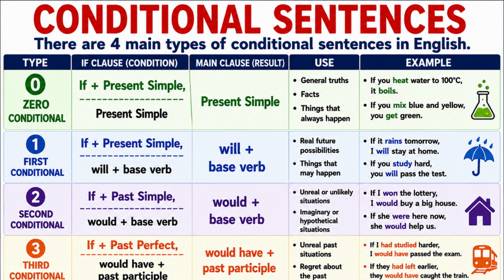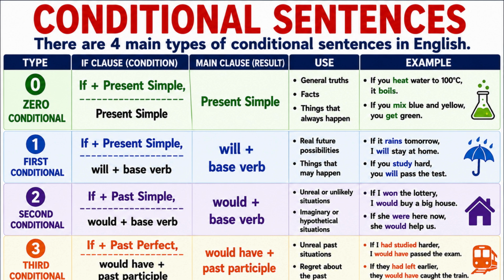Negative. If plus subject plus do not plus base verb, subject plus do not plus base verb. Examples: If you don't water plants, they don't grow. If people don't sleep, they don't feel well. Questions. Can we make questions? Yes. Examples: What happens if you don't study? What happens if you don't water a plant?